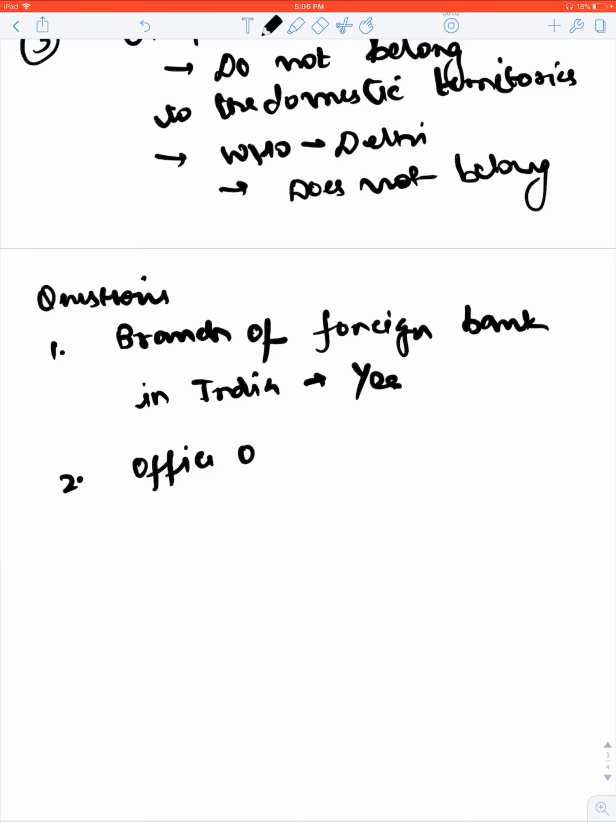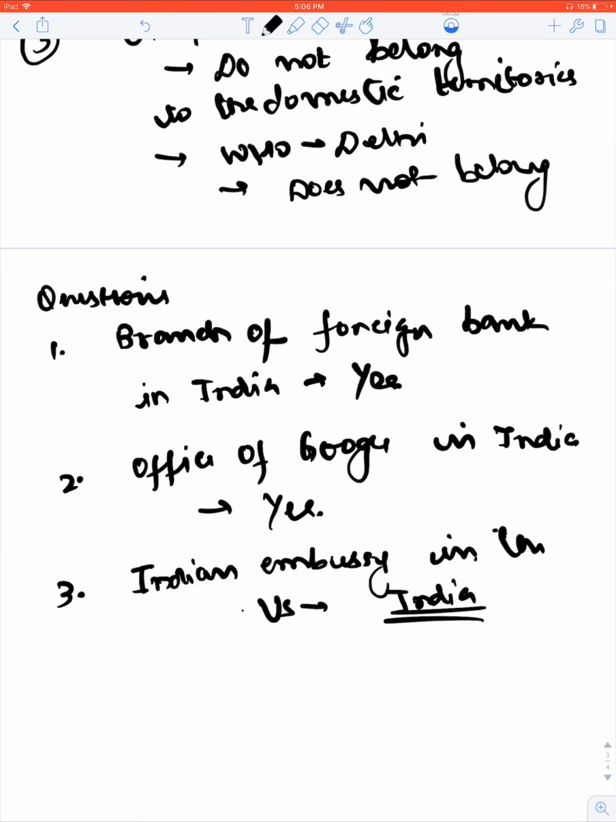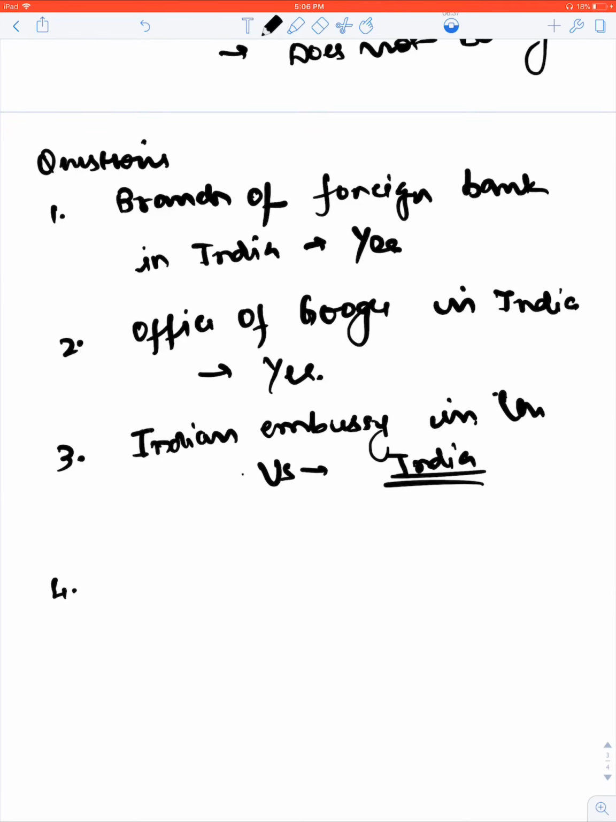Office of Google in India. Yes, it will be included in the domestic territory of India because it is located inside the domestic territory of India, and we are not talking about any embassy or international organization here. Okay, let's say we are talking about the Indian embassy in the US. It belongs to the domestic territory of India, irrespective of its location. So do not get confused about it.